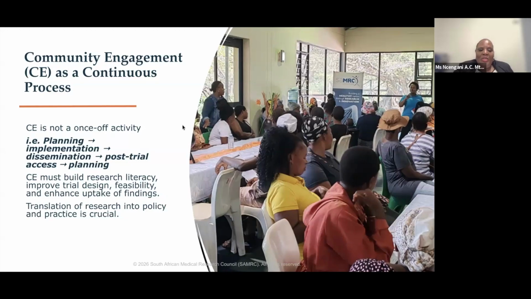So this process always helps the unit to build research literacy, improve trial design and feasibility, as well as enhance the uptake of our clinical trials by the study participants. We also ensure that we conduct research which will be able to translate into policy and practice, which are important processes when you conduct clinical trials with humans. Next slide.